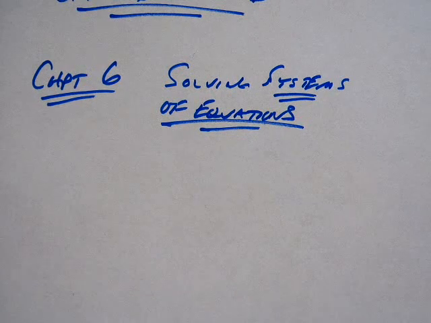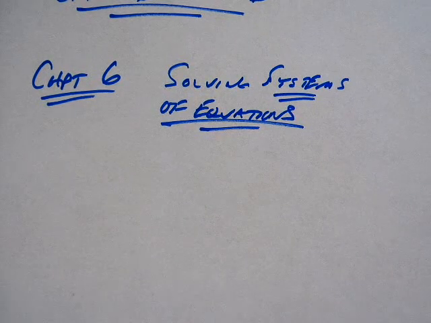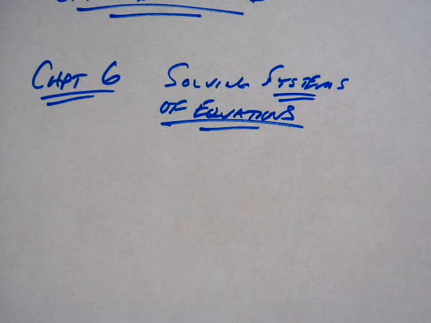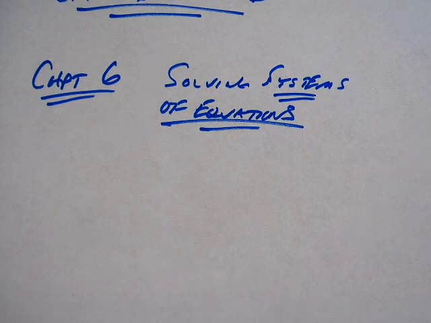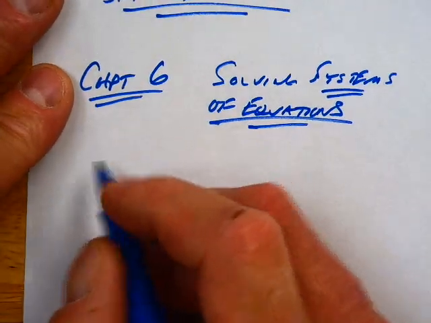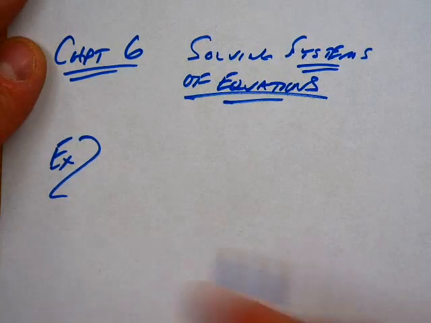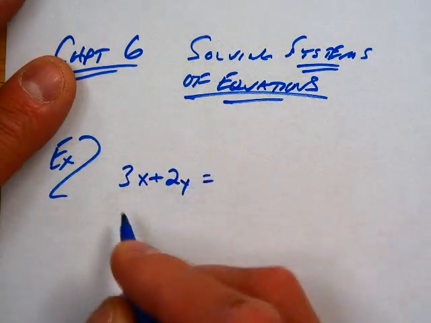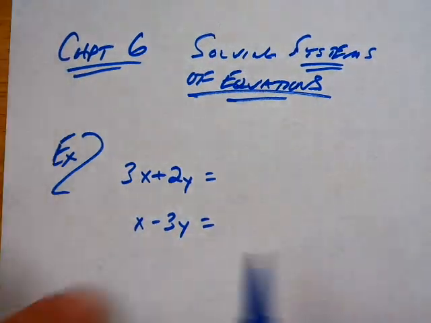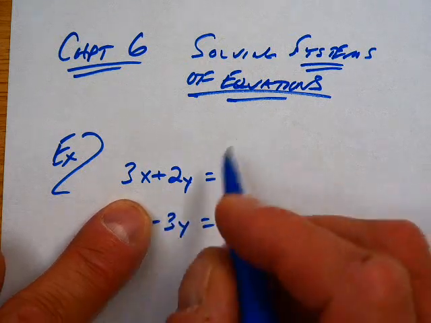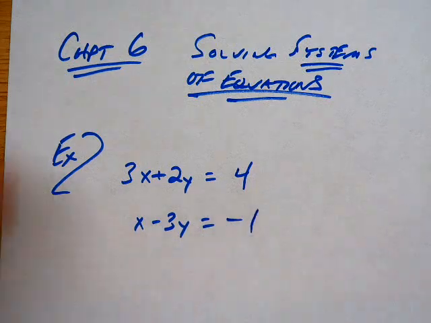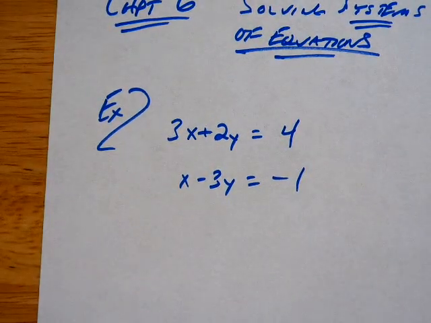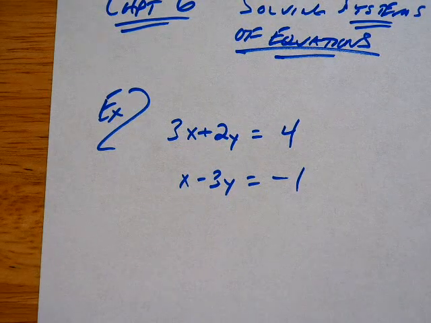So, what we're going to be doing in chapter 6 is solving systems of equations, which you've never done before. Okay, so what is a system of equations? A system, well, if you think of all the different ways we use the word system, like, hey, I put a new stereo system in my car. It's awesome. You've got a radio and speakers that are working together. We've got a political system. We've got a House, we've got a Senate, and they're supposed to be working together.